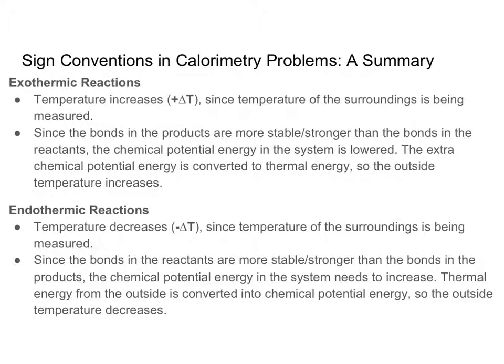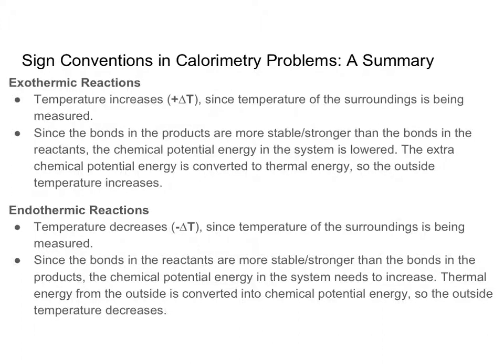We also talked about exothermic and endothermic reactions, and to review that, if temperature increases, that would give us a positive change in temperature, since the temperature of the surroundings is being measured. Since the bonds in the products are more stable than the bonds in the reactants, the chemical potential energy of the system is lowered. The extra chemical potential energy is converted to thermal energy, so the outside temperature increases. So temperature goes up because energy is given off.